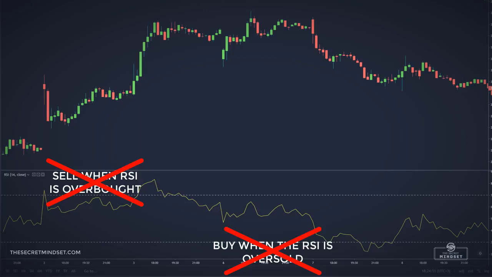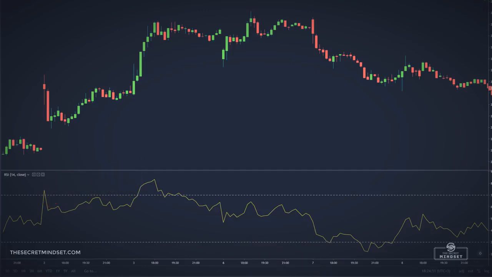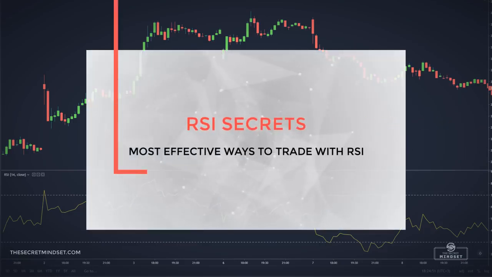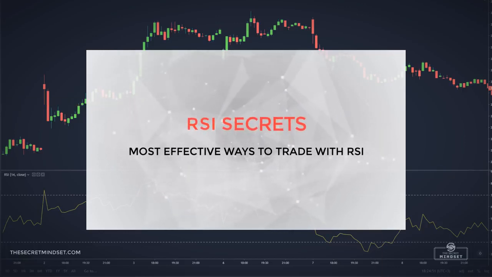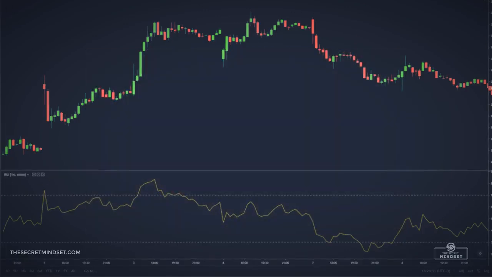There's a lot more about the RSI besides the overbought and oversold levels, and in the following minutes, I'll show you everything you must know about the RSI, how to correctly trade with it, and how to avoid bad signals so you don't get stuck in overbought or oversold territory for weeks or months.